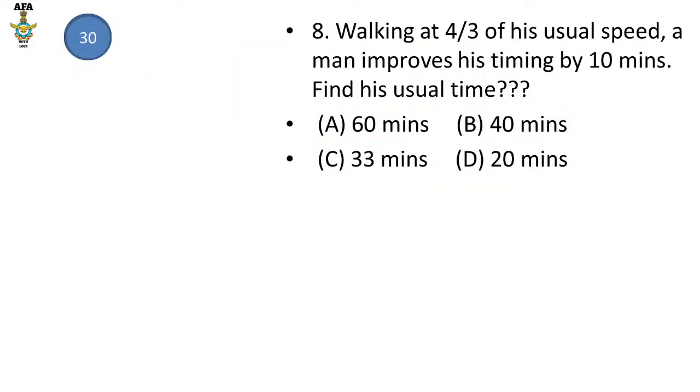Try to solve question number 8. What should be the correct answer? Walking at 4 by 3 of the usual speed, a man improves his timing by 10 minutes. Find his usual time. He is improving his timing now. मतलब 10 minutes पहले पहुंच रहा है. अगर 10 बजे पहुंचना था, then the man is reaching at 9:50. So he will be requiring less time to cover the same distance. Now try to solve this question.